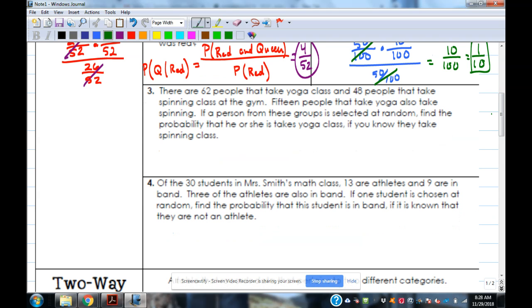All right. There are 62 people that take a yoga class, 48 people that take a spinning class at the gym, and 15 take yoga and also take spinning. If a person from these groups is selected at random, find the probability that he or she takes yoga if you know that they take the spinning class. So, probability of yoga given spinning. All right. So, how many people are there altogether?